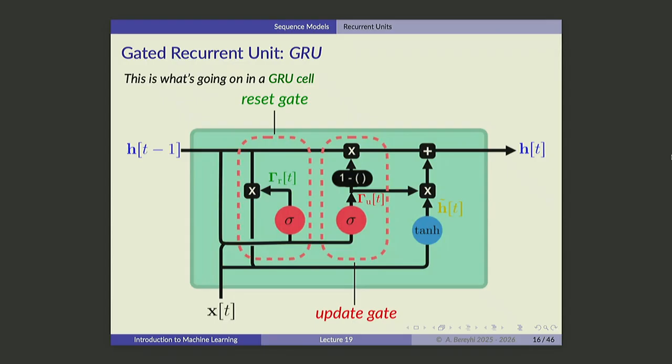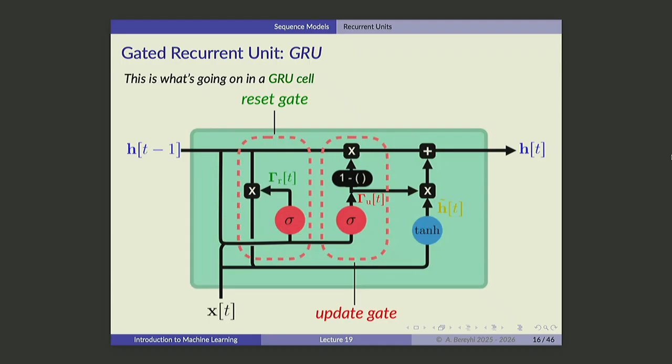A gate gets whatever comes into it and computes a weighted sum, and the sigmoid activation can make the output 0. If it's 1, the gate is completely open. Here we have two gates. One of them is the reset gate. The other one is the update gate.